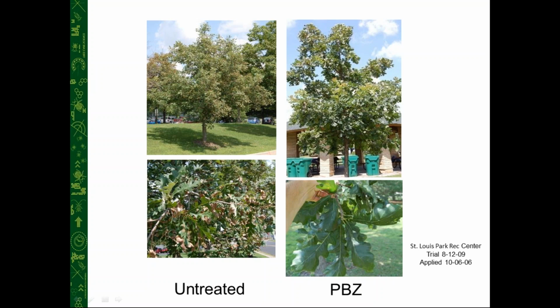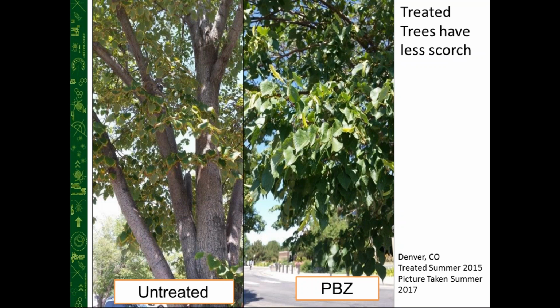Untreated, again, showing signs of leaf scorch, and our treated here looking greener, lustrous, and not showing signs of leaf scorch. Here's another example. This is from Denver, Colorado.